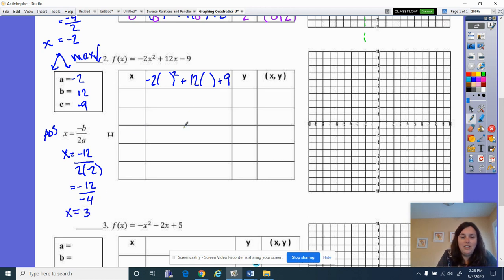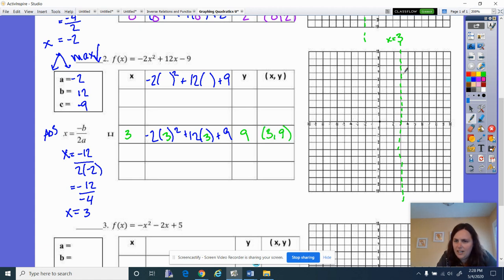Remember, I put that value in the middle of my table, and I'm just going to put in my dashed line here, x equals 3. I write it right on top, and there's my axis of symmetry. How do I find my vertex? Well, don't forget, I have to plug it into my table. And so when I do that, I'm going to get negative 2 times 3 squared plus 12 times 3 minus 9 is 9. So my vertex is 3, 9.